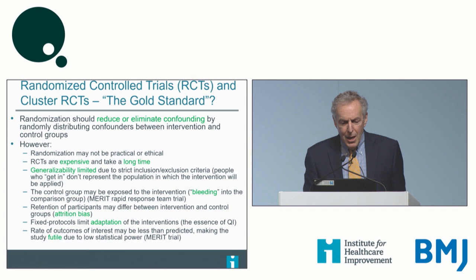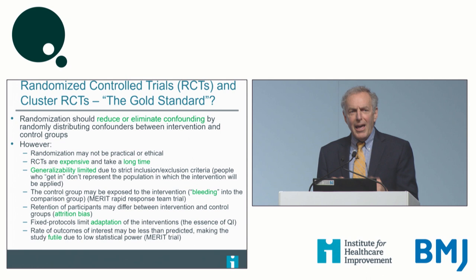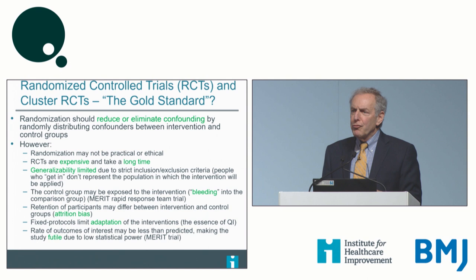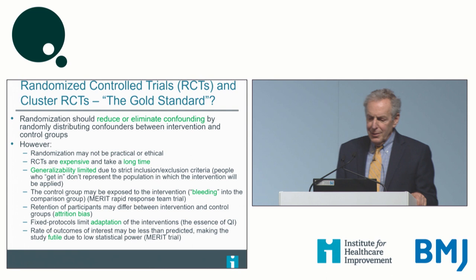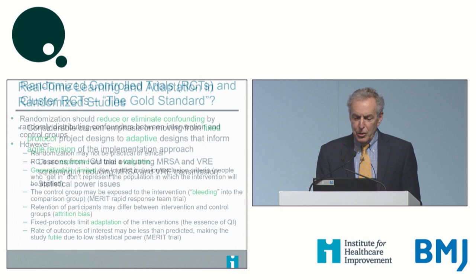There's attrition bias. Organizations drop out. We used fixed protocols in general in randomized control trials. We followed those protocols to the death. 3 years of fixed protocol, when we know from everything we do in improvement that adaptation is absolutely key. The rate of outcomes of interest very often is less than was predicted by the people who funded the study, and that happened in the MERIT trial on rapid response teams, a much lower rate of events than they had predicted. So the statistical ability to show an effect was markedly reduced.